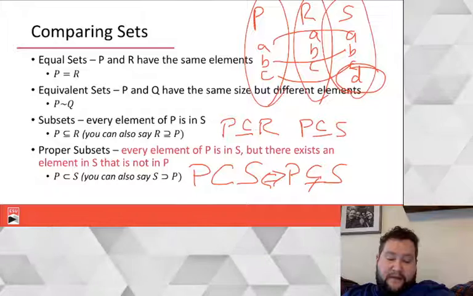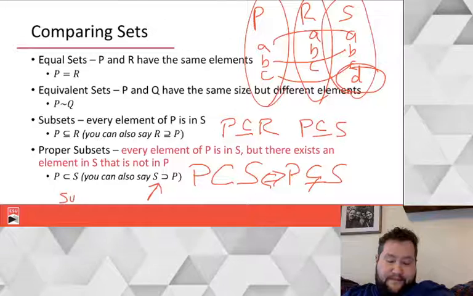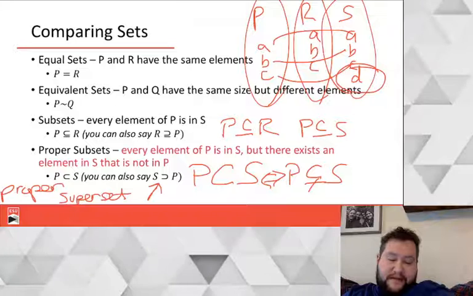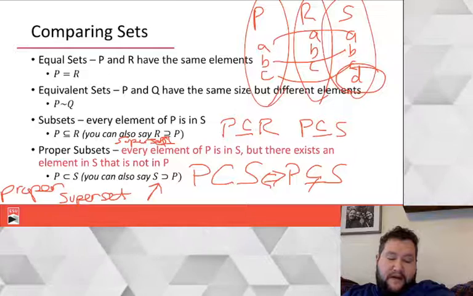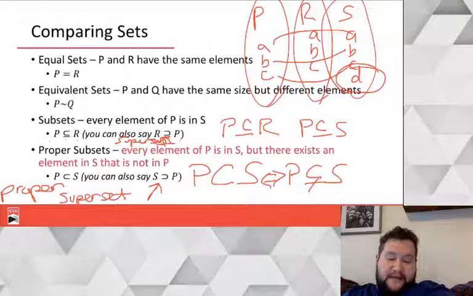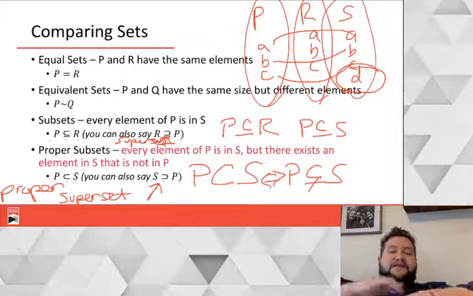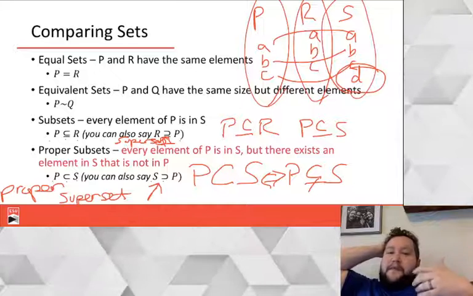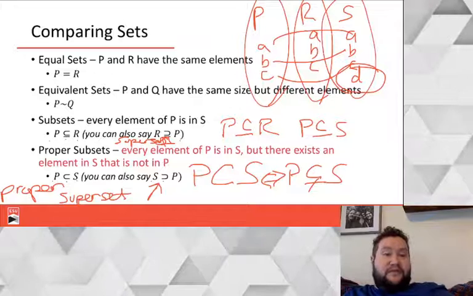And then to give you this other direction, just to give you another term, this is called superset. And it's actually a proper superset. And so this is just a superset. So you'd say P is a subset of R, or R is a superset of P, or P is a proper subset of S, and S is a proper superset of P. And you can start to see how this gives you this notion of bigger than, greater than, or less than, or greater than or equal to.